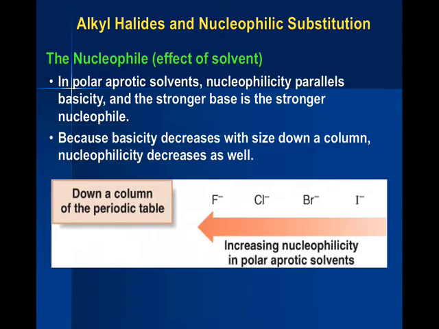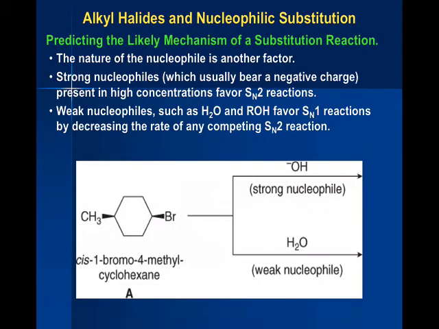So in polar aprotic solvents, as we go down a family, nucleophilicity decreases. In polar protic solvents, as we go down a family, nucleophilicity increases. Okay? Very important. The trend changes as you go up and down a column depending on the solvent. So solvent has an effect here. Okay?